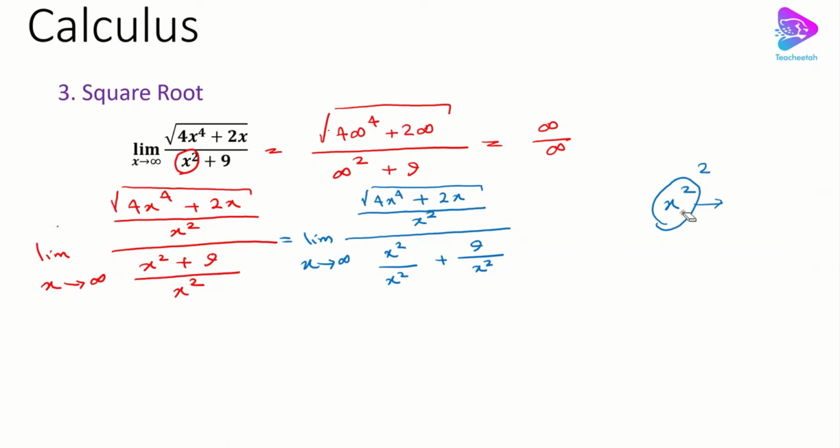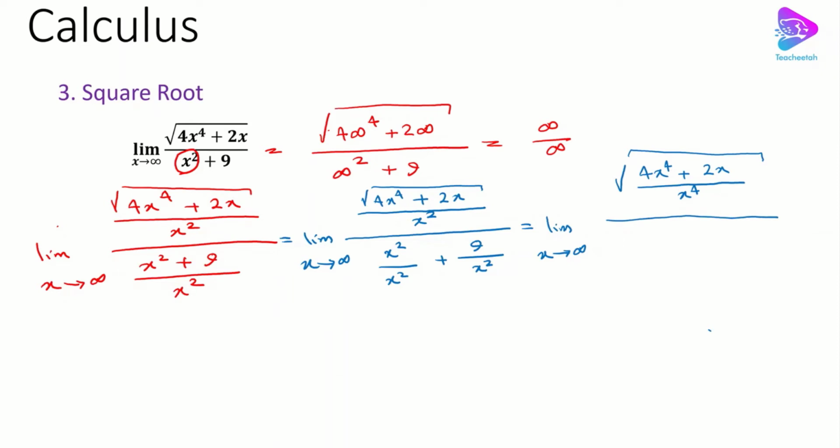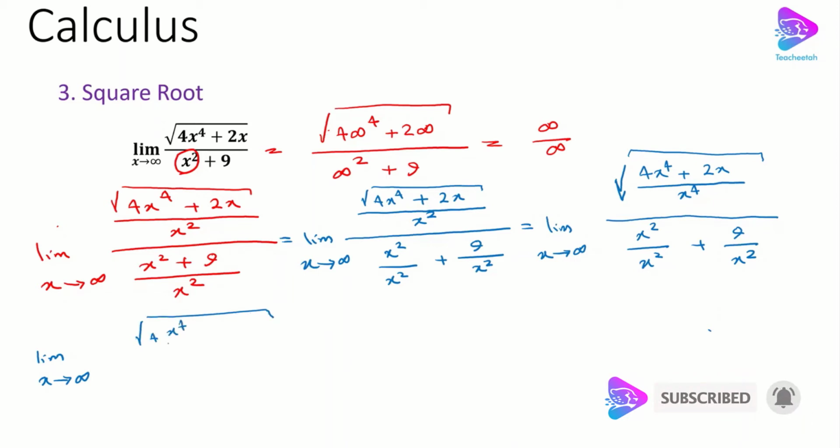Yeah, so this equation will be converted into the form of the limit of x approaching infinity, and what I would have on top is 4x to the power of 4 plus 2x over x to the power of 4. Then on the bottom, it is going to be x squared over x squared plus 9 over x squared. Okay, so we can now convert the bottom part into the form of the limit of x approaching infinity, and then the limit of 4x to the power of 4 over x to the power of 4.